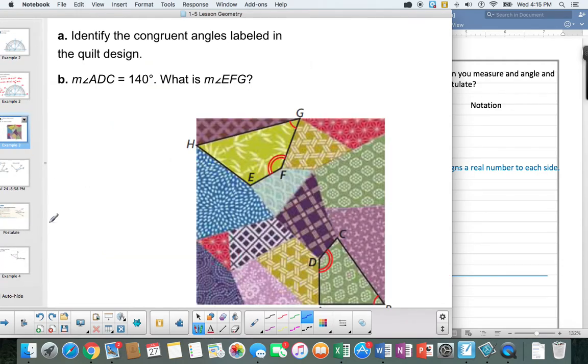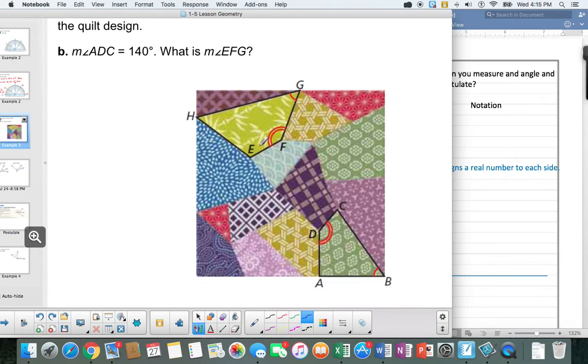Okay, identify the congruent angles labeled in the quilt. You can see there's no measures here, so let me talk about what we see. This is a tick mark. It's really an arc mark, and that arc mark is duplicated right here as well.